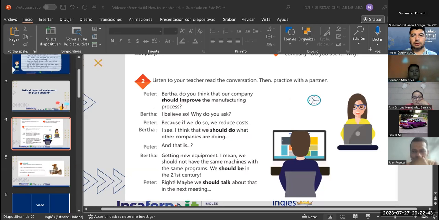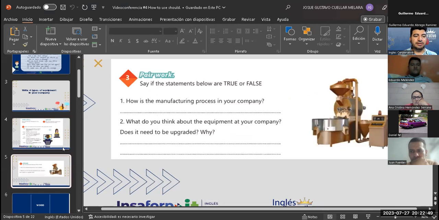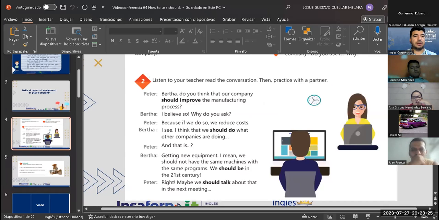Let's pay attention to the questions just to have an idea what we're going to answer later. We have to say if it is true or false. How is the manufacturing process in your company? Okay, I guess it's, no se trata de si es cierto o falso. Creo que la indicación está mala. It's wrong here. Es una pregunta abierta. How is the manufacturing process in your company? Number two, what do you think about the equipment at your company? Does it need to be upgraded? Why? Okay, so let's see, maybe we can have some screenshots for this and we're going to have some practice.